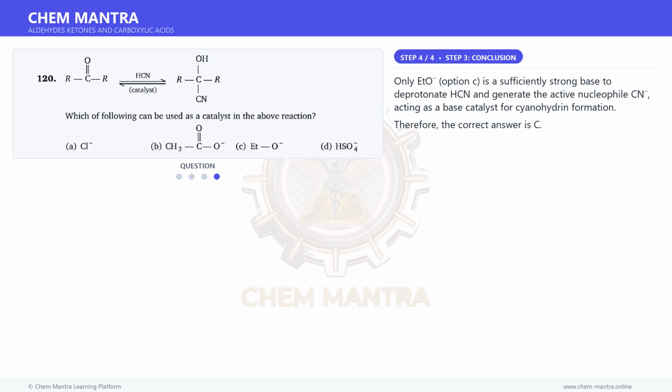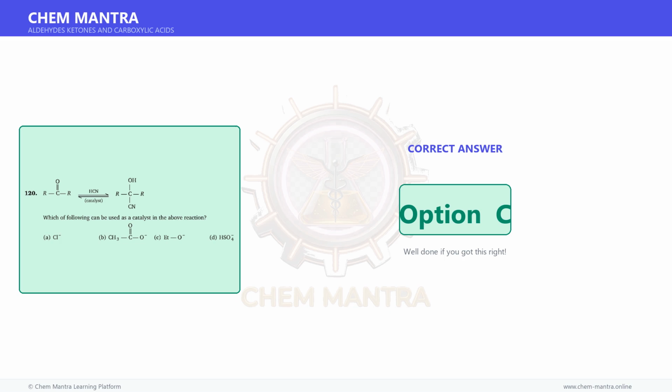And for the final step, only EtO⁻, option C, is a sufficiently strong base to deprotonate HCN and generate the active nucleophile CN⁻, acting as a base catalyst for cyanohydrin formation. Therefore, the correct answer is option C.